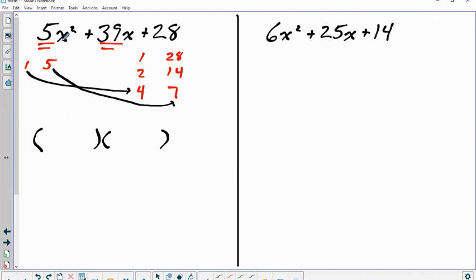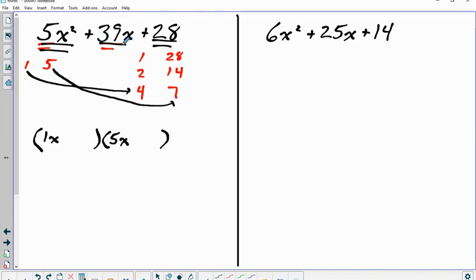So the first thing I'm going to do is put down my 1x and 5x in the front. Now, this gives me the 5x squared right there. 1x times 5x is the 5x squared. That's where that comes from. And then this 4 and the 7, I need to place them in the back. I don't know what order yet, but the reason why I'm using 4 and 7 is because 4 times 7 is 28. That gives me that number right there.